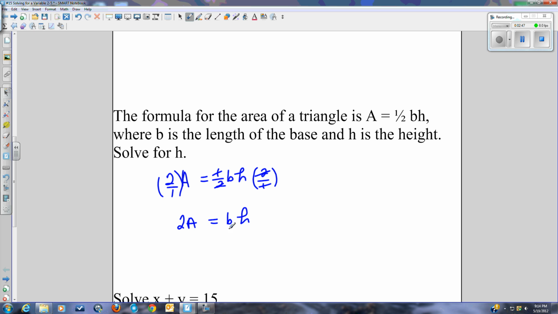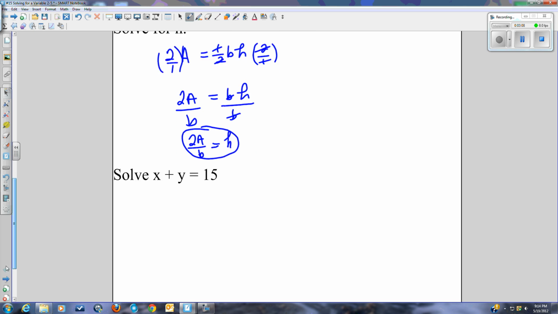You want to get H alone still. The B is multiplying the H, so you want to do the opposite. Divide both sides by B. The B's cancel, and you have H equals 2A over B. So 2 times the area divided by the base will give you the height of your triangle.